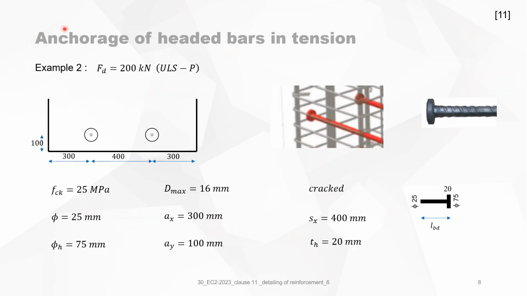Now we can take a second example. It's a little bit similar to the previous one, but now we will have a diameter of 25 and a head of 75 millimeters. And we need a transfer of 200 kilonewton. Again, these are different factors. And this time we calculate with cracked concrete.